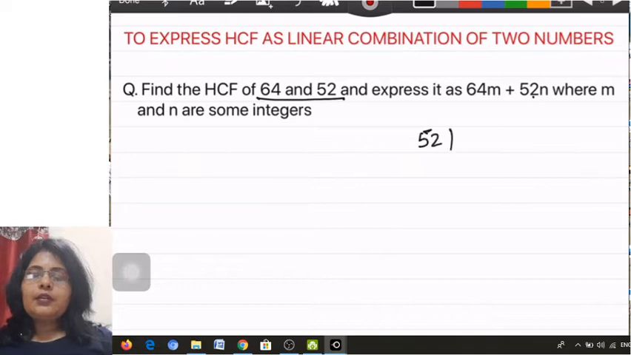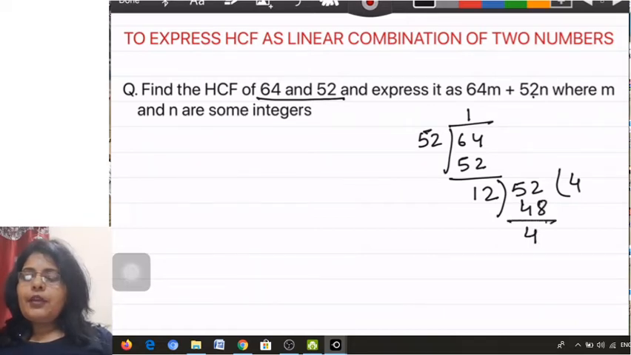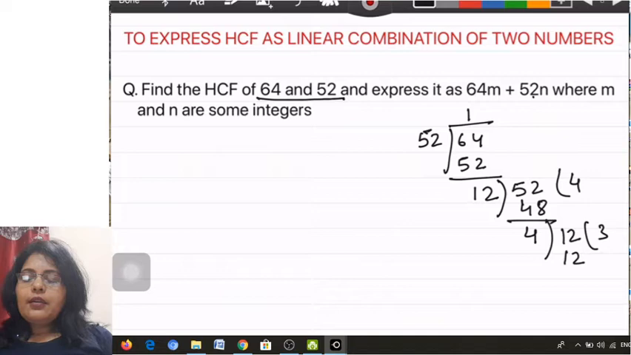The smaller number here, 52, and 64. 52 ones are 52. So what will it become? 12. 12 fours are 48. 4 remaining. Now 4 threes are 12. And what do we get? Answer 0.